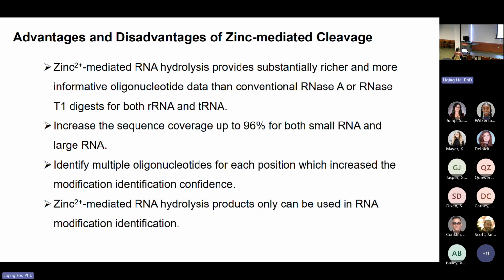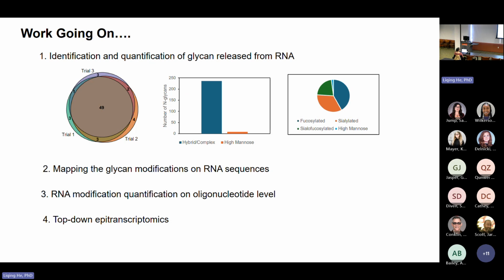So, besides this method developed in our lab, we also developed a method for identification and quantification of glycans that are released from RNA. The reproducibility of this method is pretty good, up to 70%. Using this method, we identified more than 200 glycans in the total RNA extracted from mouse liver. And using this method, we can also identify the composition of these glycans. This data is submitted to Analytical Chemistry, and now it is under review. Next step, we will map these glycan modifications to the RNA sequence.